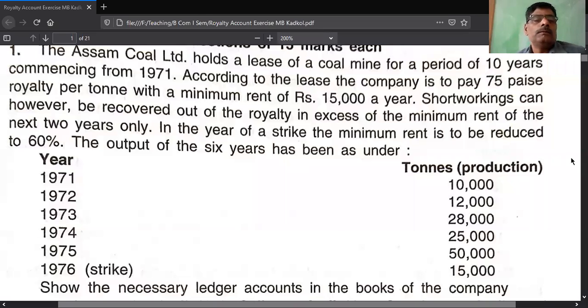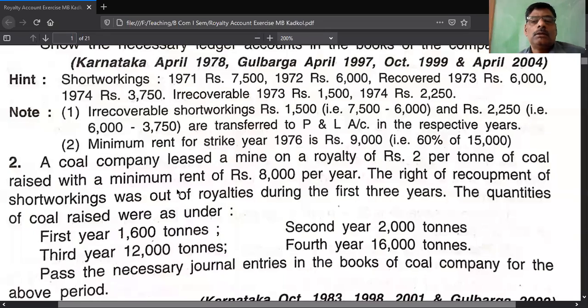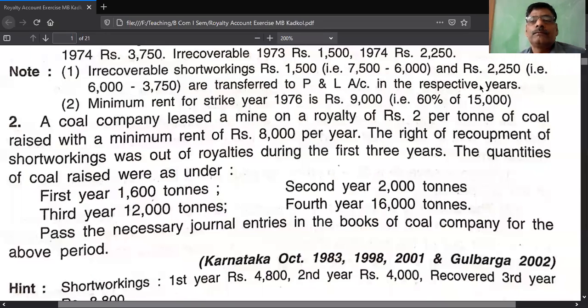Okay, the first problem I already solved. The second problem, you see the second problem. A coal company raised a coal mine, royalty is rupees 2 per ton of coal raised. Rupees 2 is the rate of royalty. Okay, 2 is the rate of royalty. First point clear. Minimum rent 8,000.